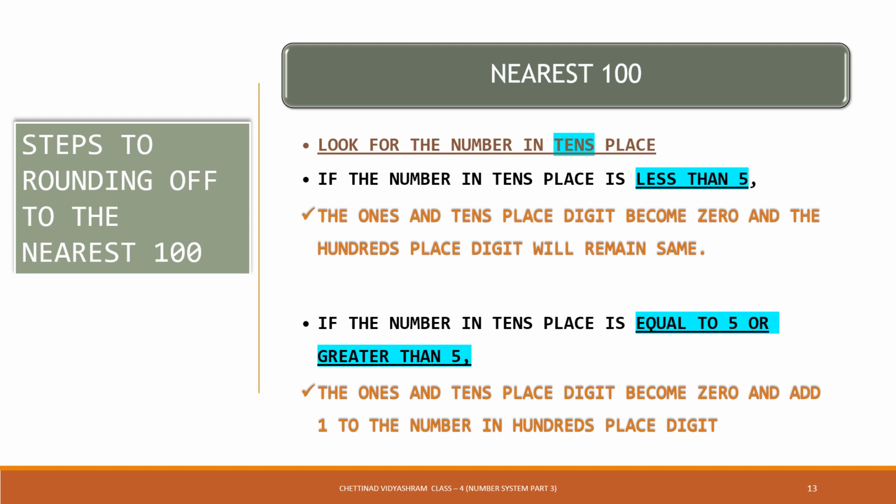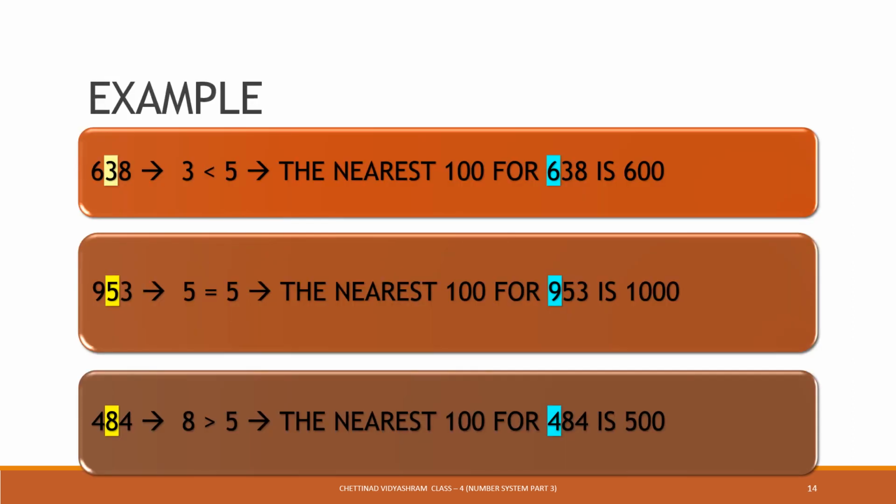And if the number in the tens place is equal to 5 or greater than 5, again keep ones and tens place as 0 and add 1 to the digit in the hundreds place. Example.